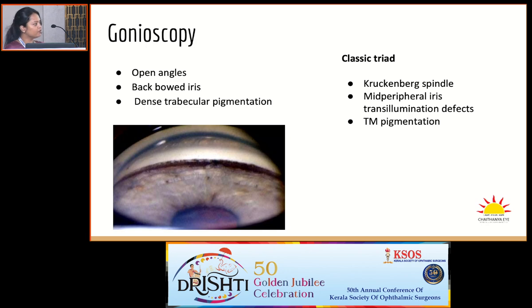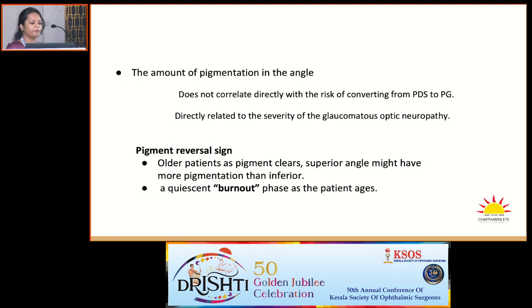The classic triad of pigment dispersion syndrome is Krukenberg spindle, mid-peripheral iris transillumination defects, and trabecular meshwork pigmentation. The amount of pigmentation in the angle does not correlate directly with the risk of converting from PDS to pigmentary glaucoma, but is directly related to the severity of glaucomatous optic neuropathy.